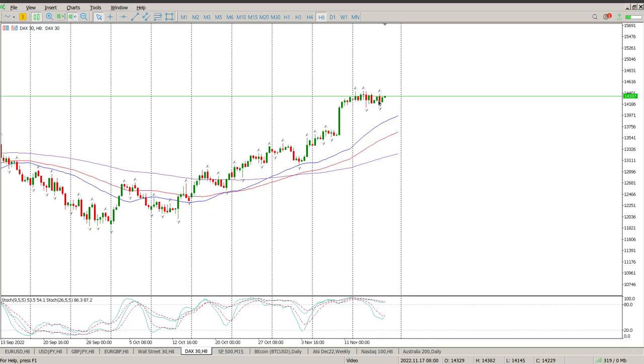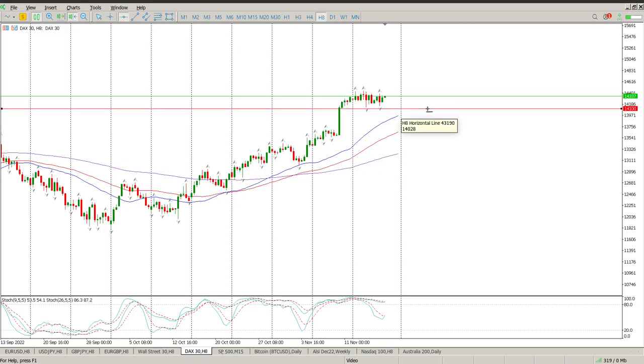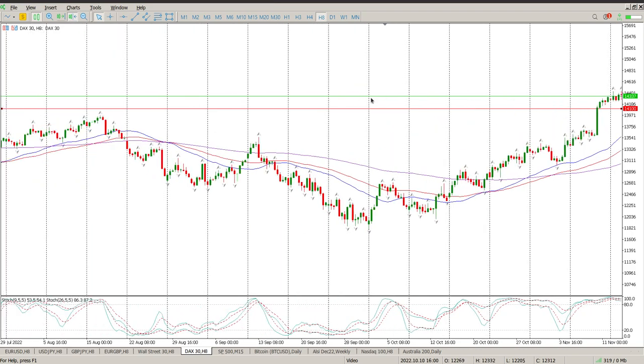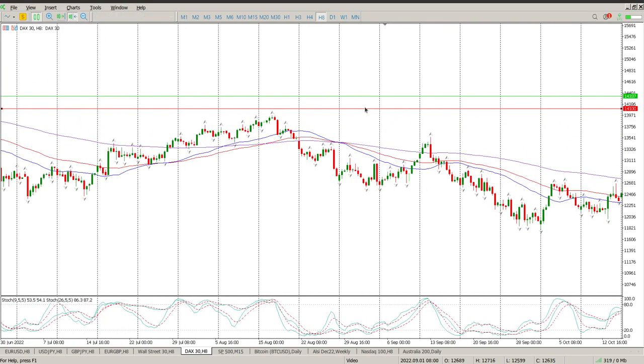For me at the moment, open interest for the DAX is hovering around 14,100. That's where the bulk of the puts and the calls are sitting at the moment, around this area. It puts things into a little bit of perspective as to what's actually going on. So I just want to get this level in here.